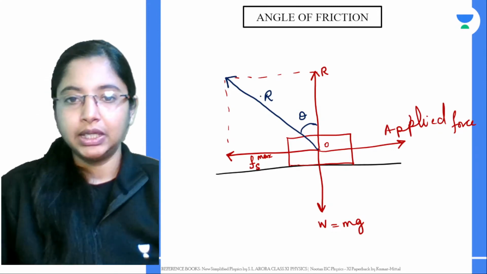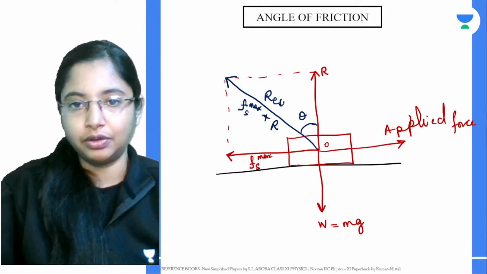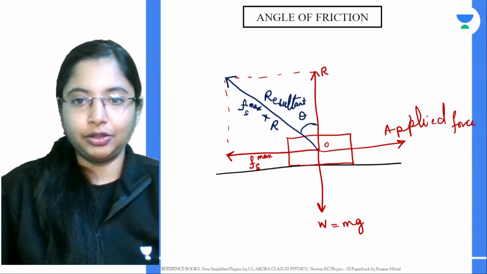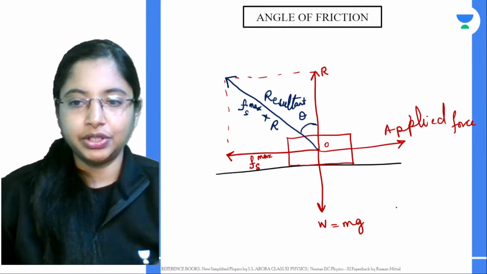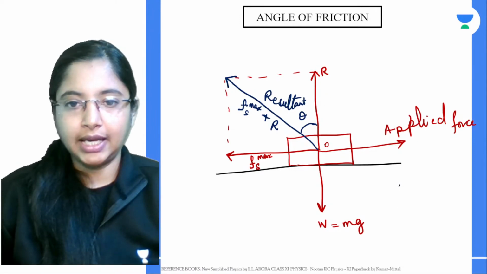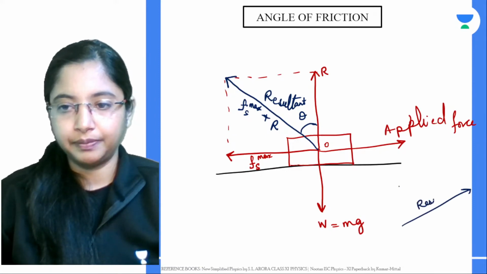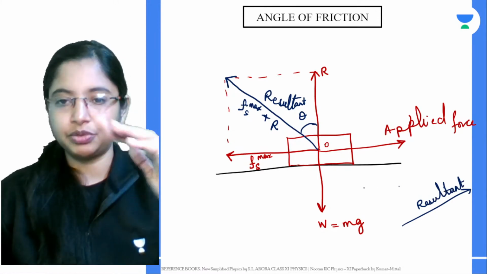Okay. Now this resultant is basically the sum of your limiting force and that of your normal reaction force. This is your resultant, so let me write it as resultant so that we don't get confused. Okay. Now take this part over here. We're going to do a little bit of trigonometry, right? So on this side we actually have the resultant. I'm just going to move the vector to the other side.